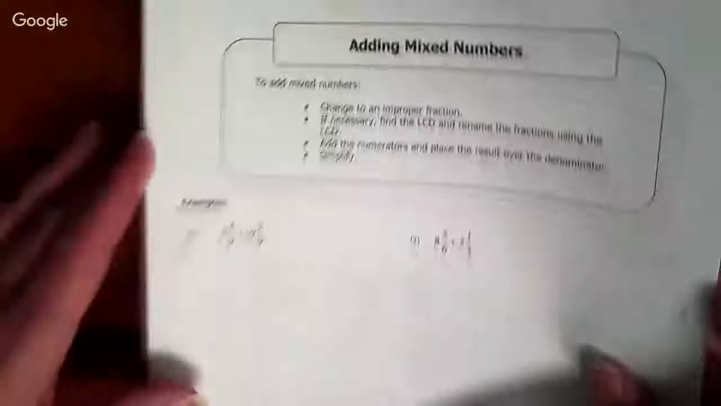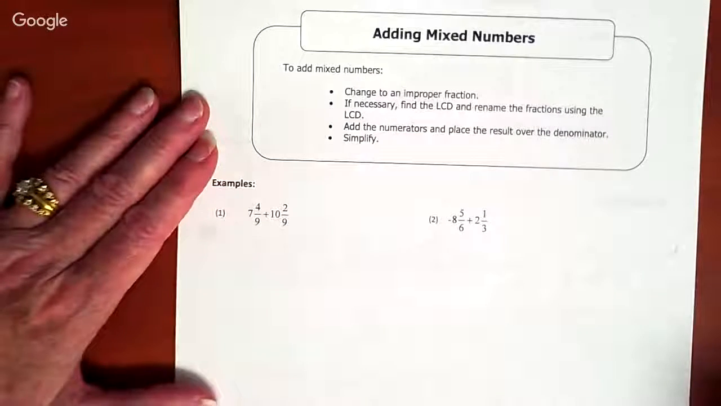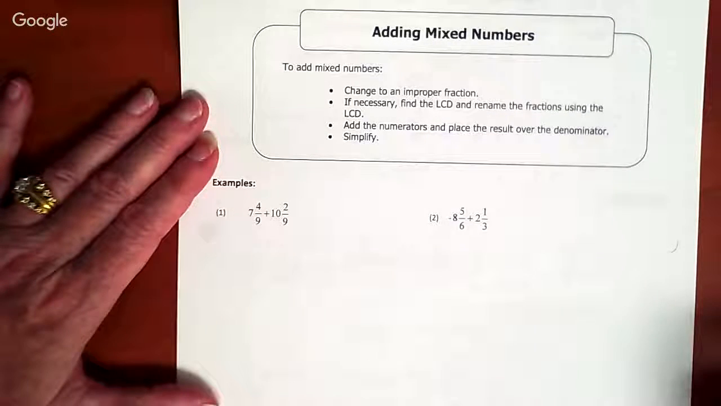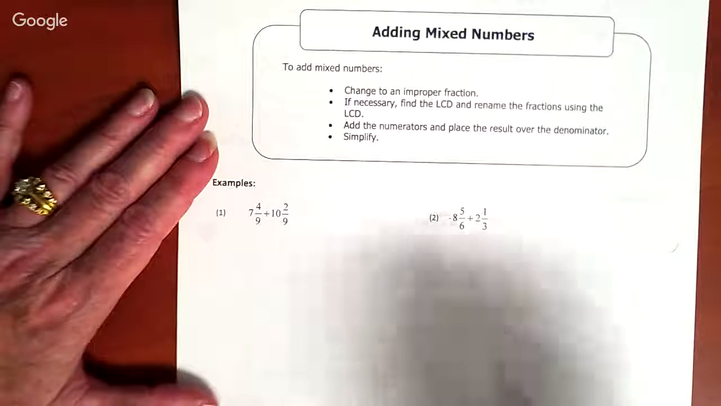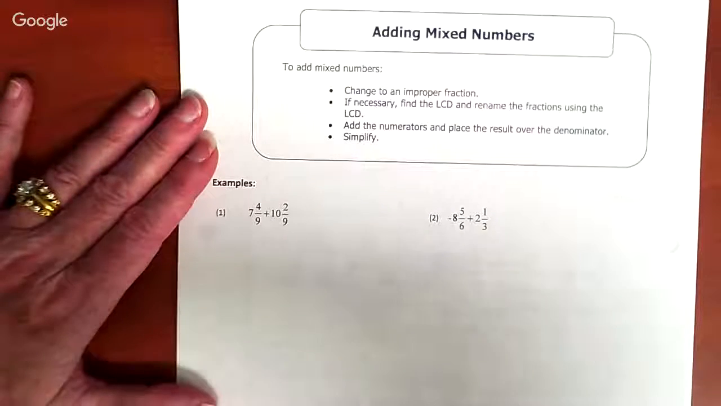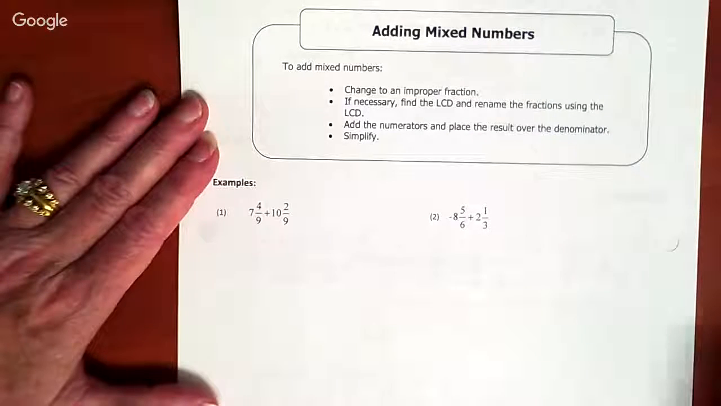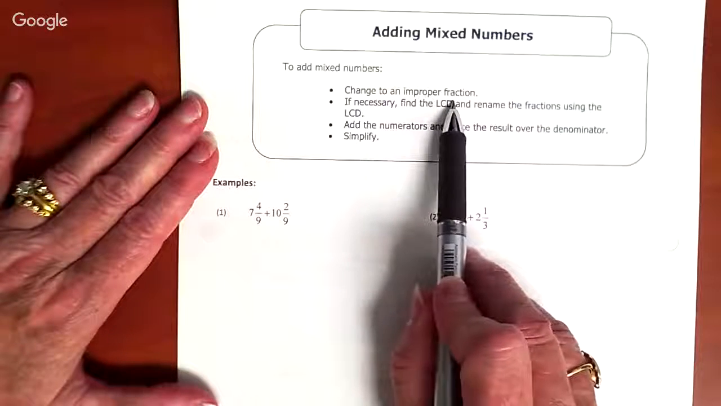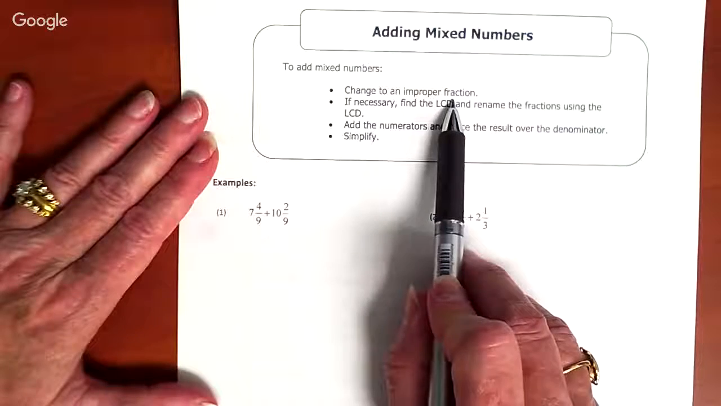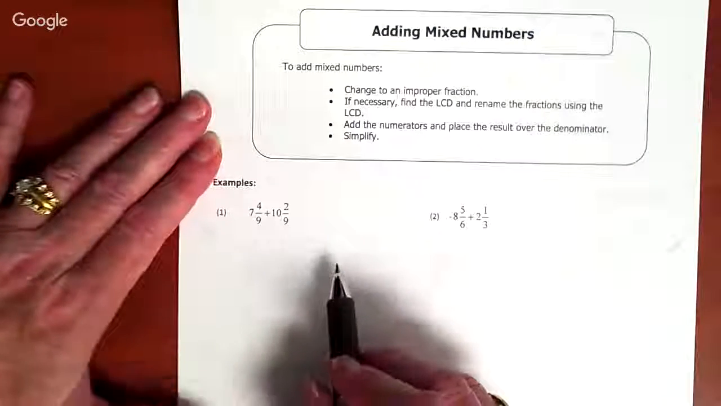Next, adding mixed numbers. Now, the way that we add mixed numbers, you can do it one of two ways. You can add the fractions and then add the numbers, but when we get into the integer part of it, it makes it very difficult. So in order for us to do this, here's what we are going to do. We're going to change it to an improper fraction first. That's what we are going to do.